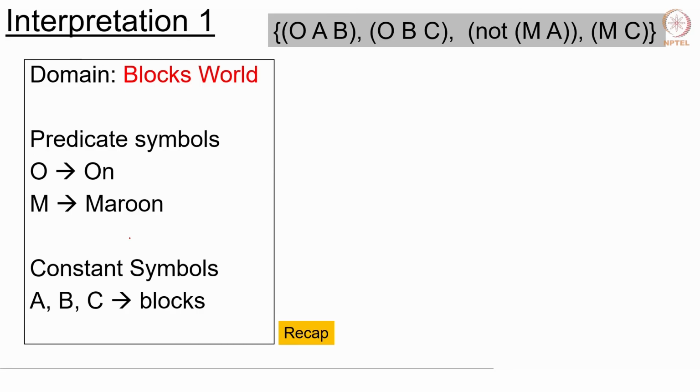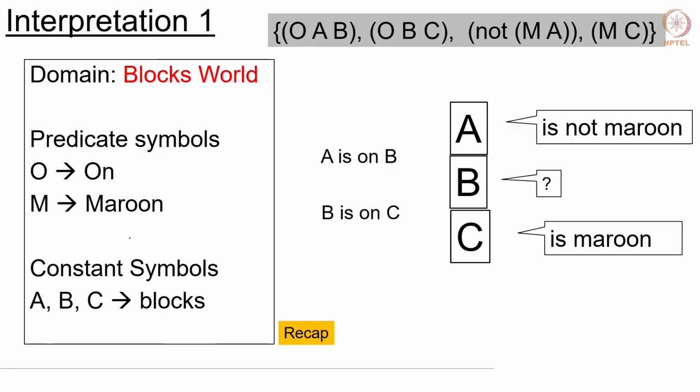One was the blocks world example, and we had said that the 4 statements translate to these facts, that A is on B and B is on C, and A is not maroon, which is the statement here, and B is maroon. Of course, we did not know what this was, so I added that as a question mark. It's missing from the knowledge base.